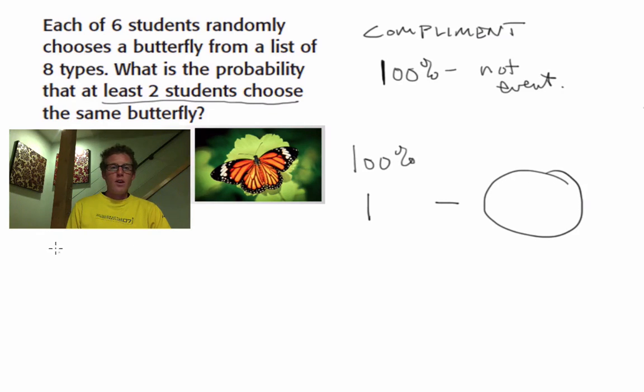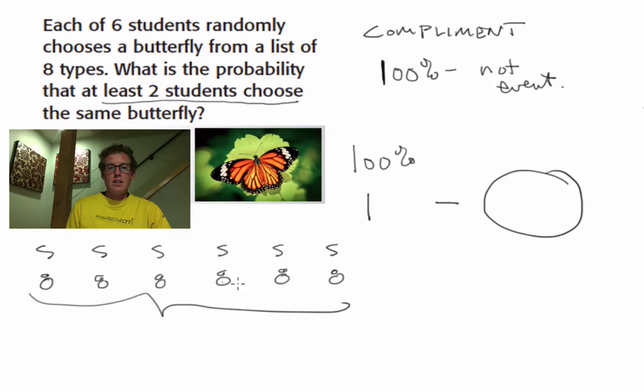So let's set up some math over here. Let's say I have 6 students: student 1, student 2, student 3, student 4, student 5, and student 6. This student can choose from any number of butterflies, and if they have 8 to choose from, they'll just choose one of 8. Next student, how many choices does that student have? Well, they have 8. And the next student after that has 8, 8, 8, and 8. So to figure out the total number of possibilities, I'm going to do 8 times 8 times 8 times 8 times 8 times 8, or 8 to the 6th. That's the total number of possibilities for choosing a butterfly.